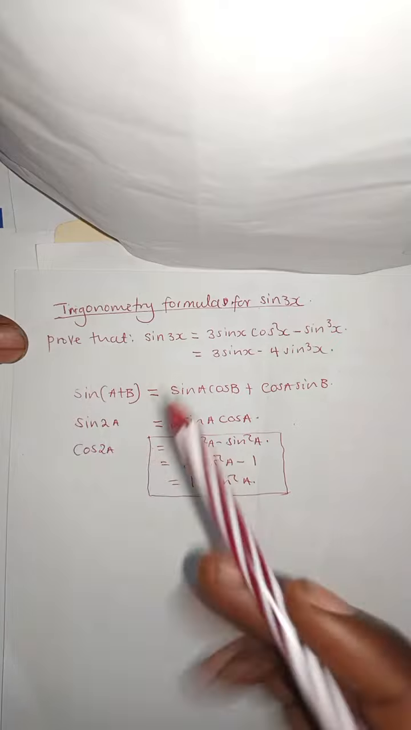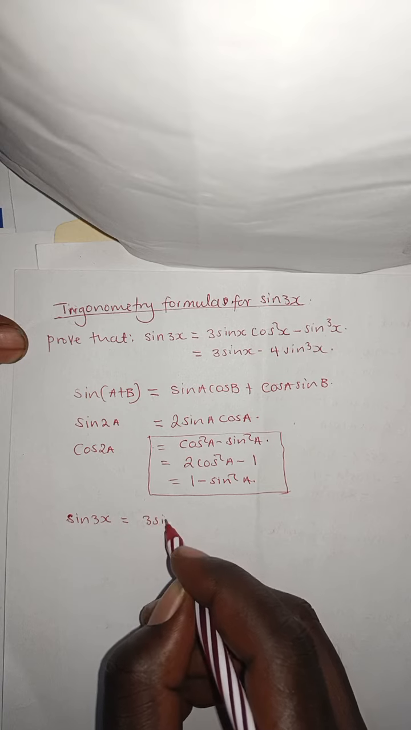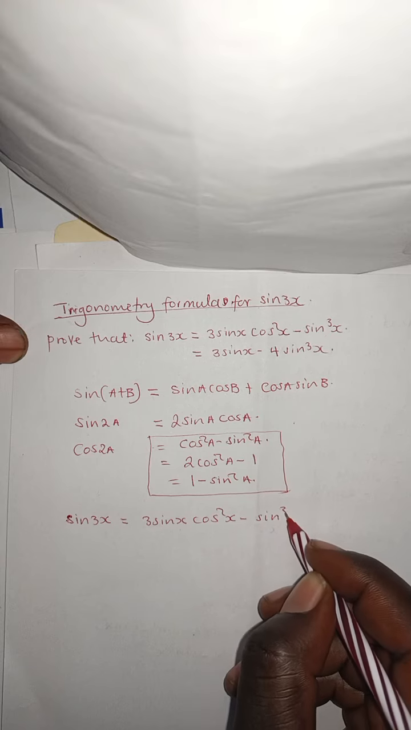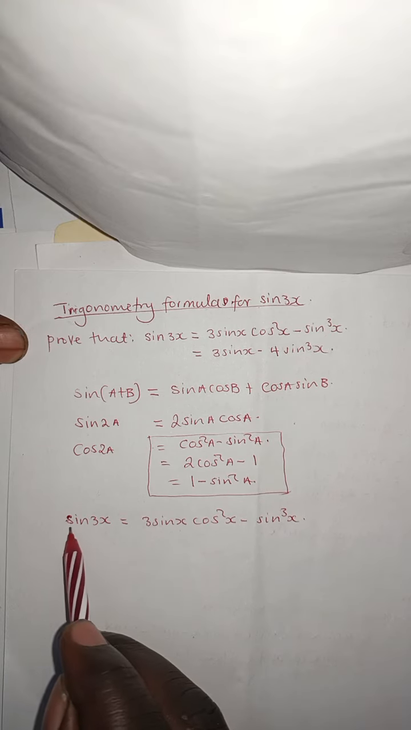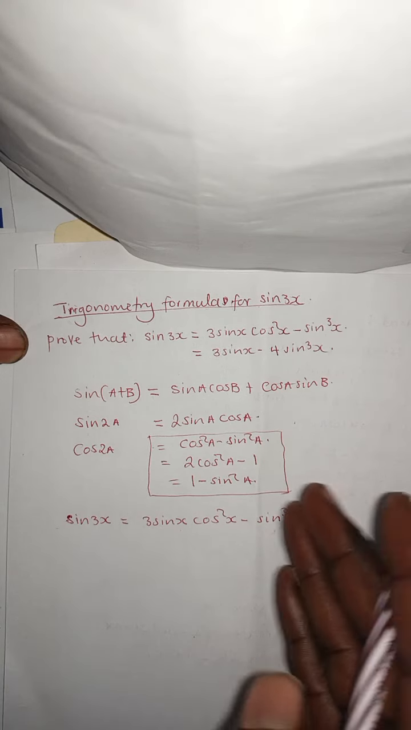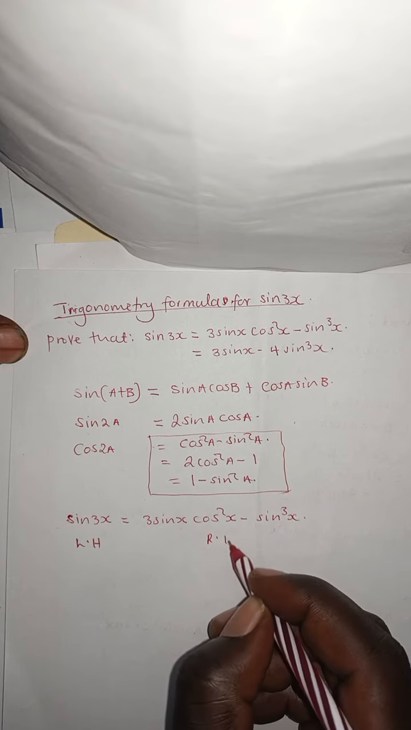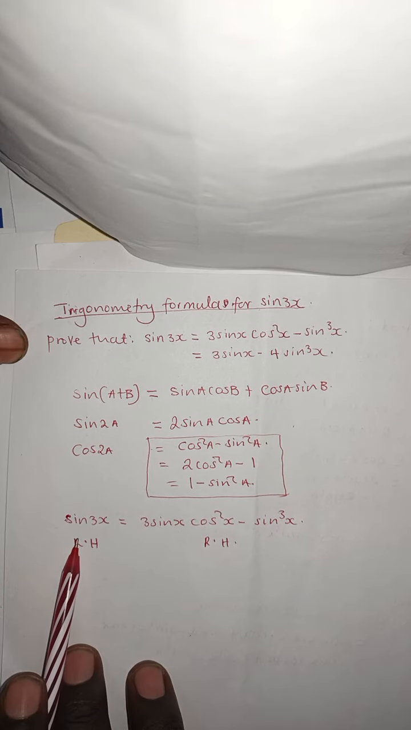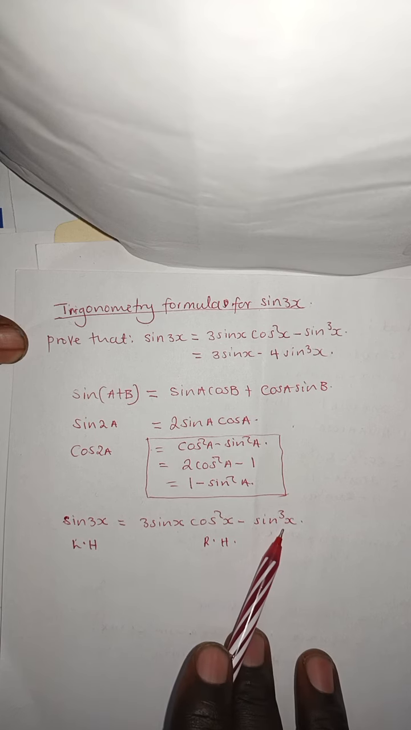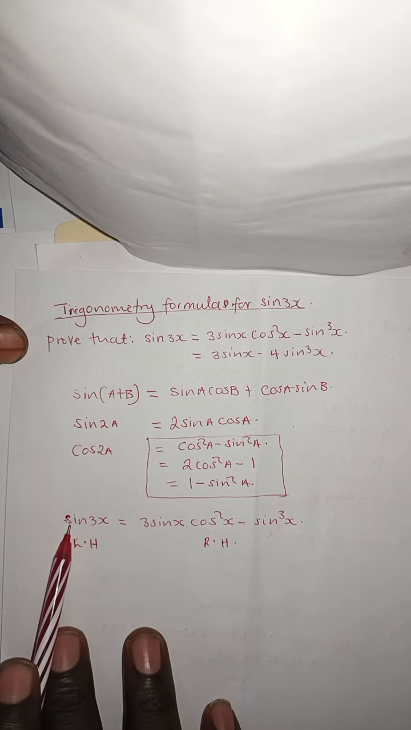Now let us go to our problem. The problem says sin 3x is equal to 3 sin x cos squared x minus sin cubed x. They want us to prove whether this side is equal to the other side. Once you have two sides and you want to prove that one side is equal to the other, we have the left hand side and the right hand side. You always pick one side and then prove that it is equal to the opposite side.